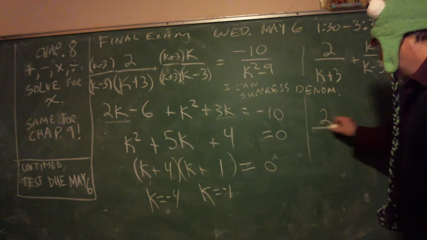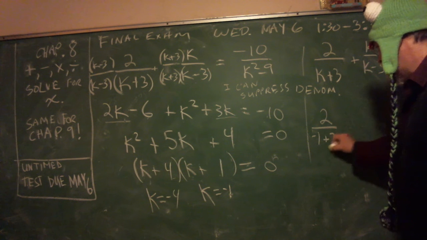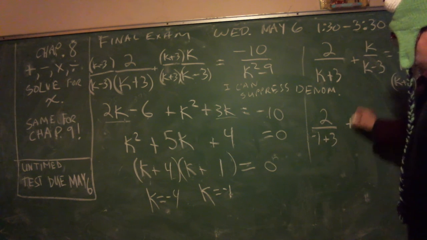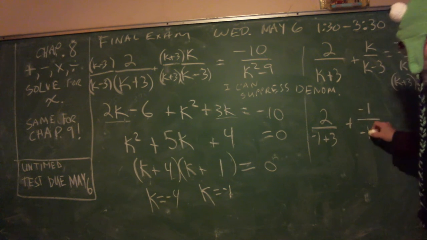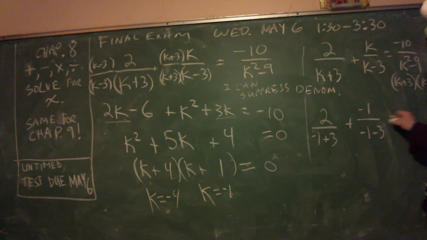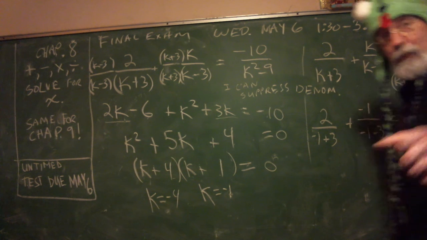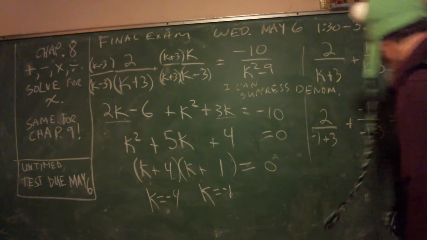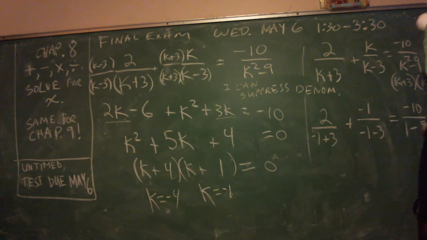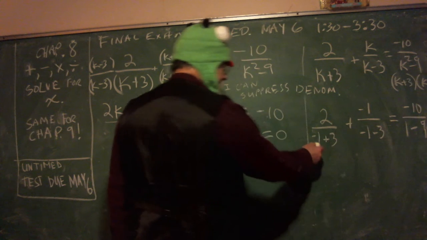I get a 2 over -1 plus 3. And I get a -1 over -1 minus 3. And that's supposed to be equal to -10 over, now -1 squared is -1 times -1, which is worth a +1. So this becomes a 1 minus 9. Let's see if this is true.